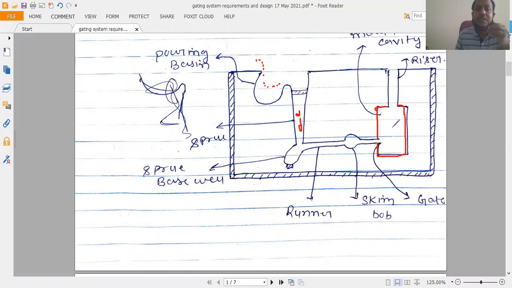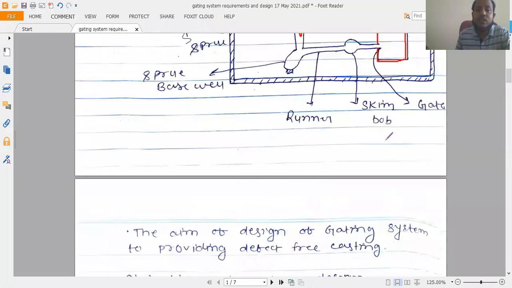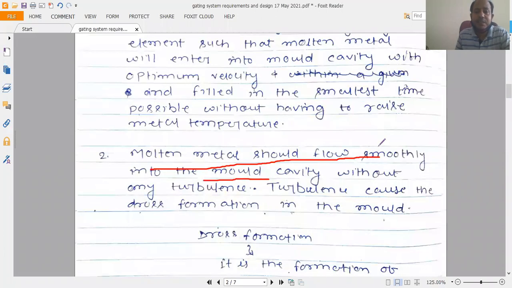Where the low pressure is created and air aspiration takes place, we have to prevent it, because if air aspiration occurs in the low pressure area at any position of the gating system, then the molten metal will be solidified before going to the mold cavity. So we have to prevent air aspiration.